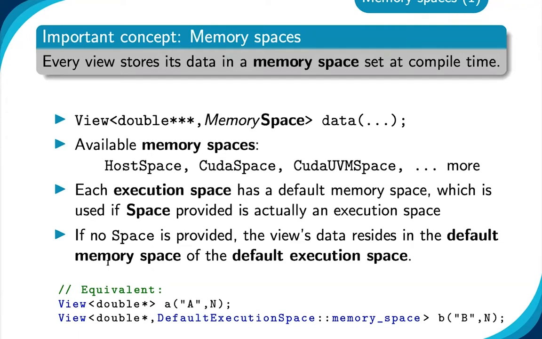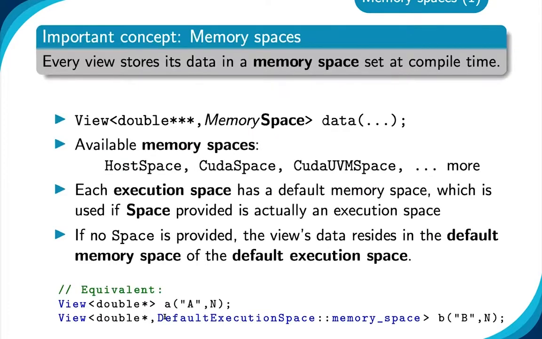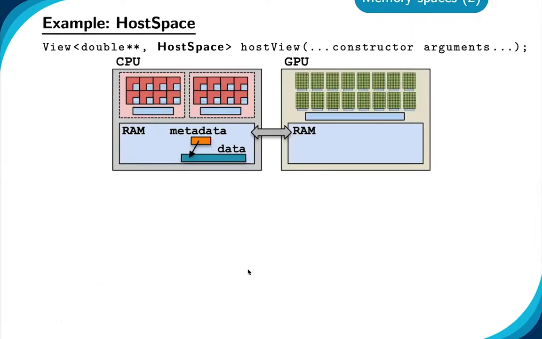So what I said about this defaulting here is that View<double*> would be equivalent to View<double*, DefaultExecutionSpace::memory_space>. It's also equivalent to View<double*, DefaultExecutionSpace>, because the memory space is then implied. You could leave that memory space off there. Okay.